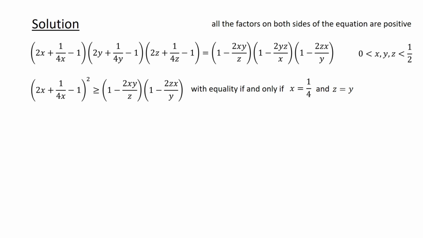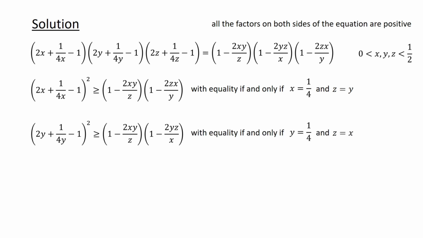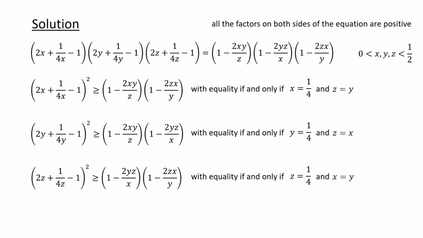Similarly, we can show that 2y plus 1 over 4y minus 1 whole square is greater than or equal to 1 minus 2xy over z times 1 minus 2yz over x, with equality if and only if y equals 1 over 4 and z equals x. And 2z plus 1 over 4z minus 1 whole square is greater than or equal to 1 minus 2yz over x times 1 minus 2zx over y, with equality if and only if z equals 1 over 4 and x equals y.